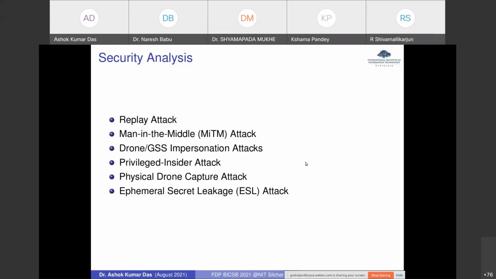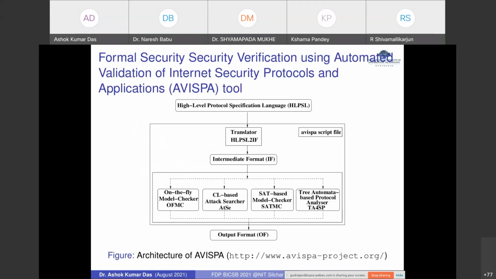Now there are several security analysis techniques. One is known as the heuristic or informal security analysis, which requires less mathematical technique. Then we have the formal security analysis, which requires random oracle-based techniques. And the last one is known as formal security validation or verification using some automated software tool. Here we have used the Avispa tool, which stands for Automated Validation of Internet Security Protocols and Applications.